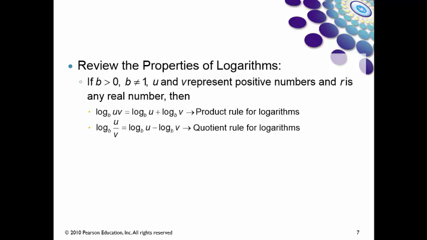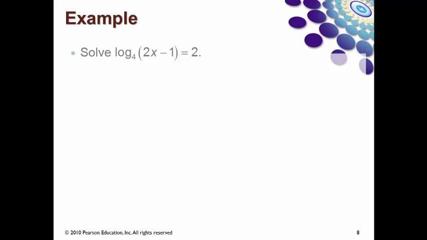The base b log of u over v is the base b log of u minus the base b log of v. That's the quotient rule for logarithms. The base b log of u to the r power is the same as r times the base b log of u. That's the power rule for logarithms. So let's look at an example.